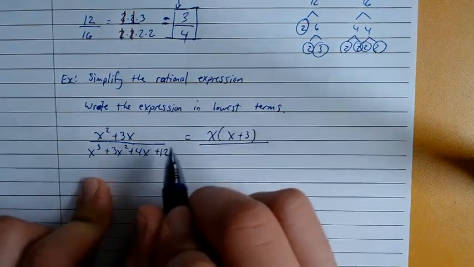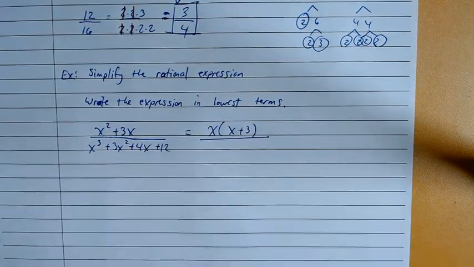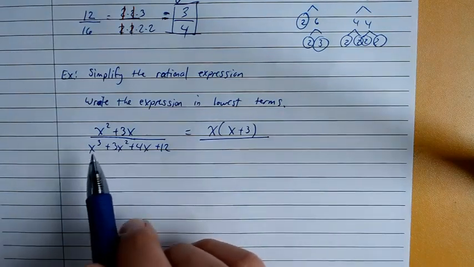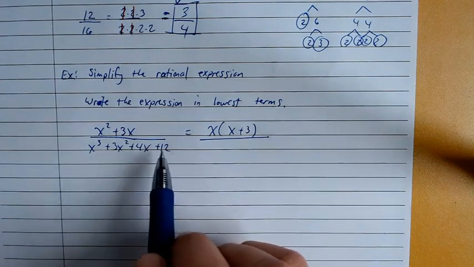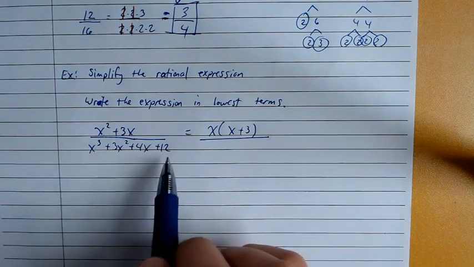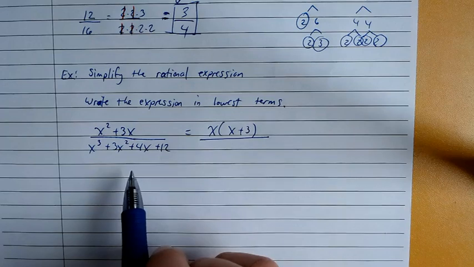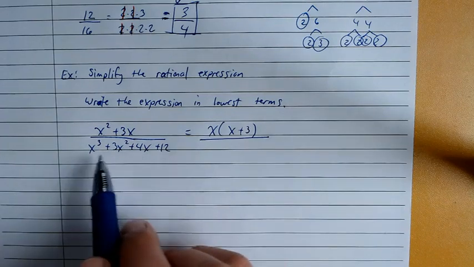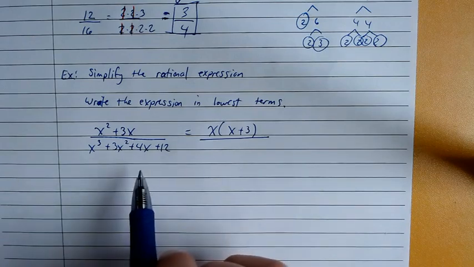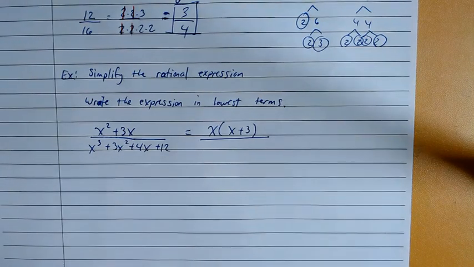Now our denominator is a little more complicated. You'll notice that there is no common factor among all the terms. These have x's, but that one doesn't. And these can be divided by 4, but not these. And these can be divided by 3, but not these. So there is no common factor for all terms. However, you'll notice that there are 4 terms here, which suggests that we might want to factor by grouping here.